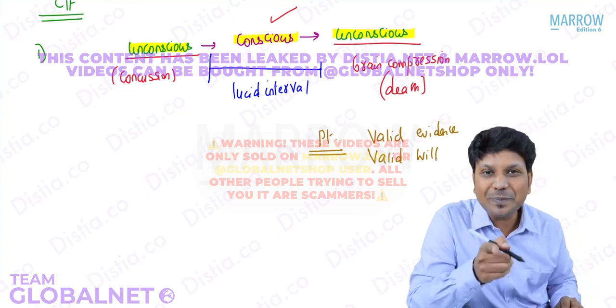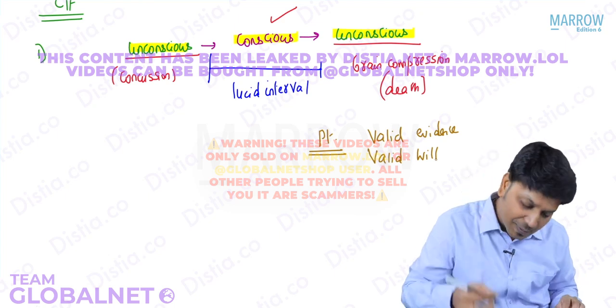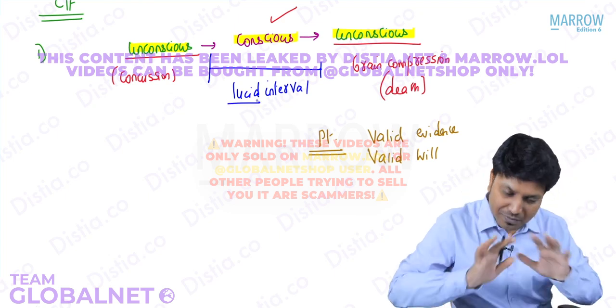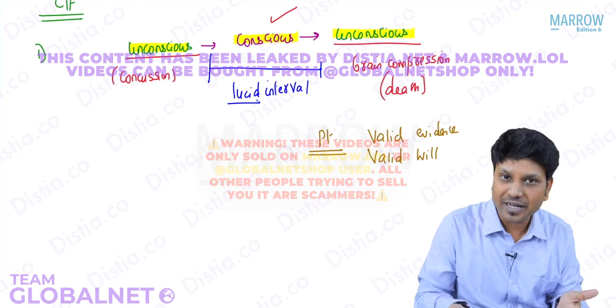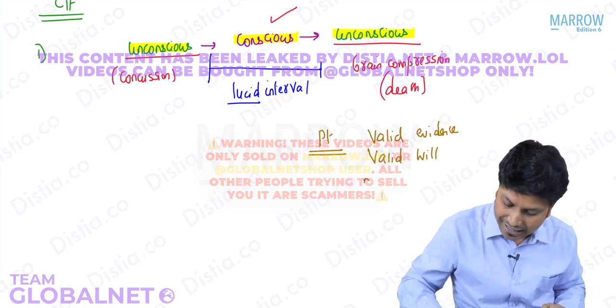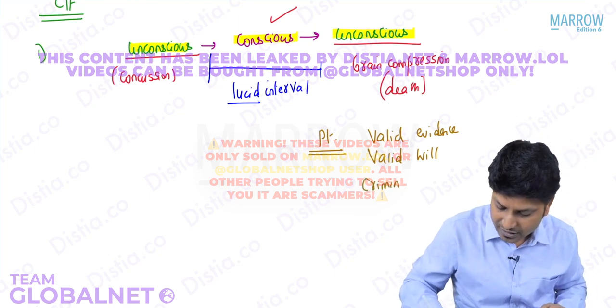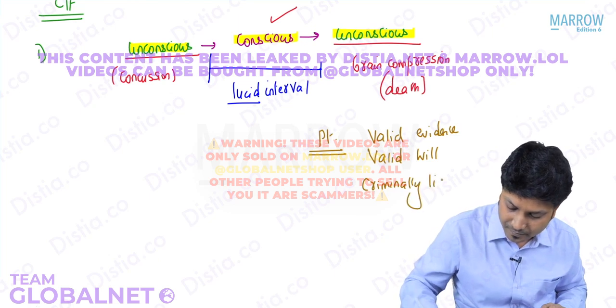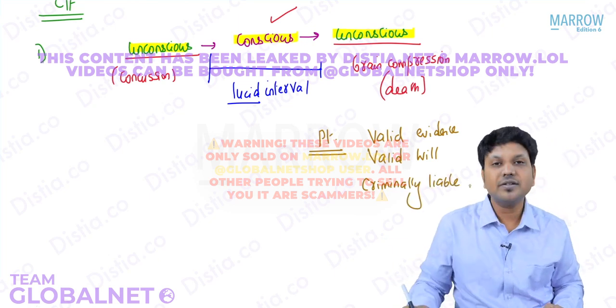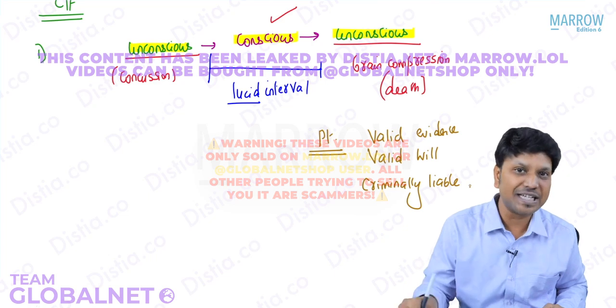is he liable to be punished or not? Right? This person is in lucid interval. He is mentally clear. Whatever crime that he commits, he is criminally liable for that. He becomes criminally liable. Right? So these are all the important points for patient's perspective.